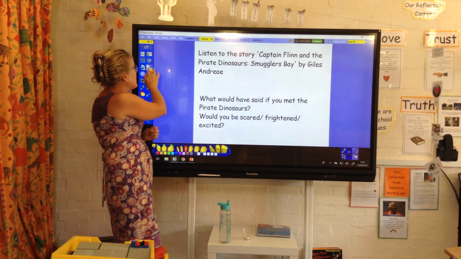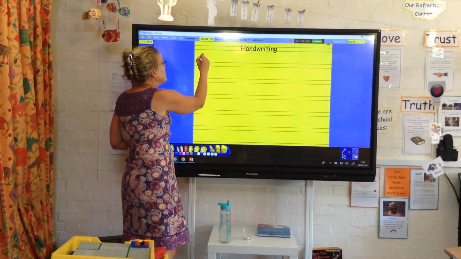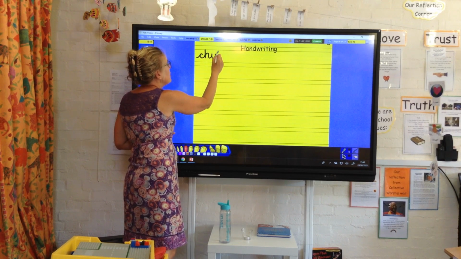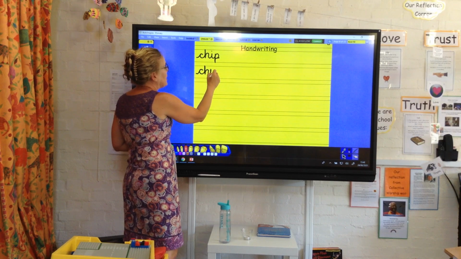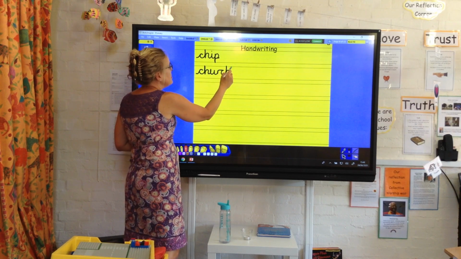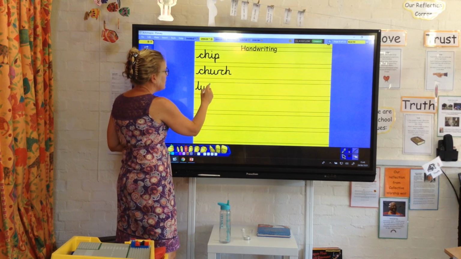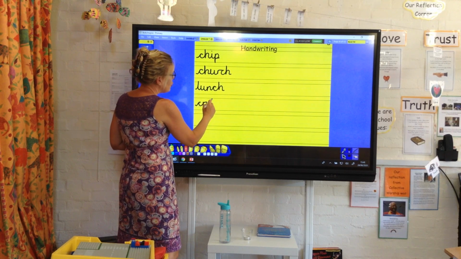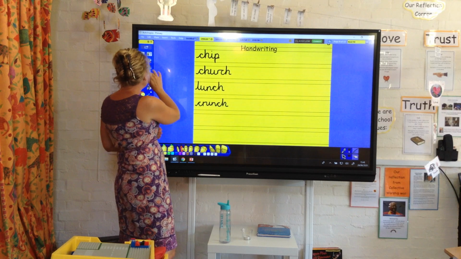Handwriting today, writing some ch words. So we can write chip. So we've got the ch. We've got church, so we've got a ch at the beginning and at the end. We could also have lunch with that ch at the end, and crunch with that ch at the end.